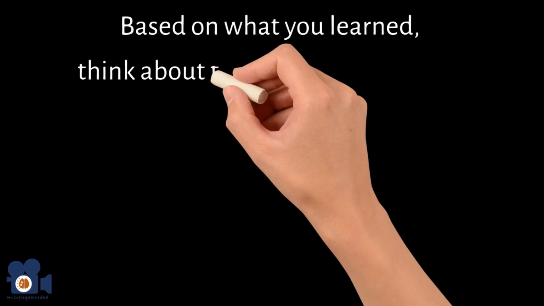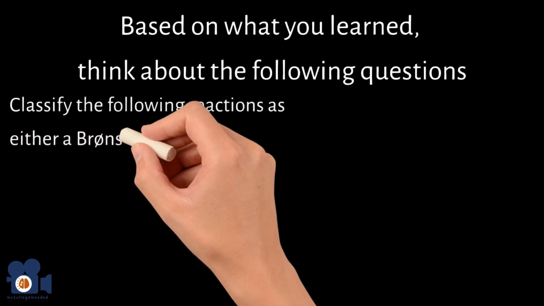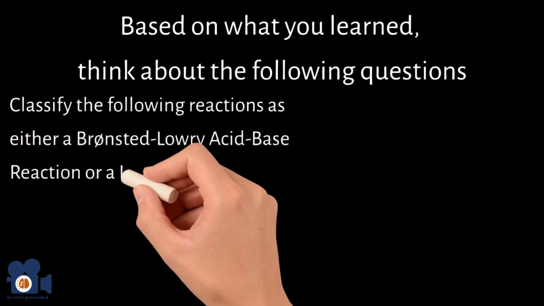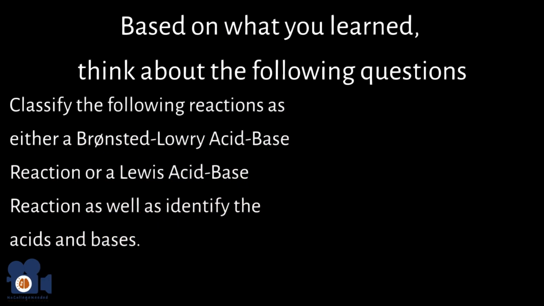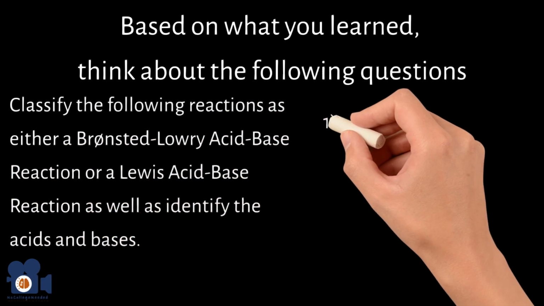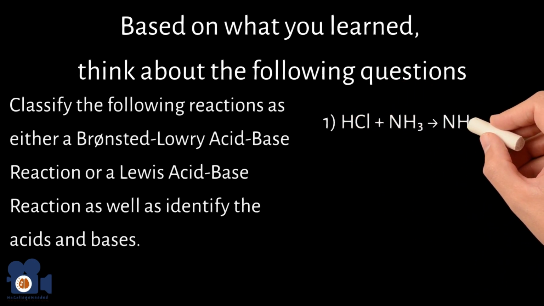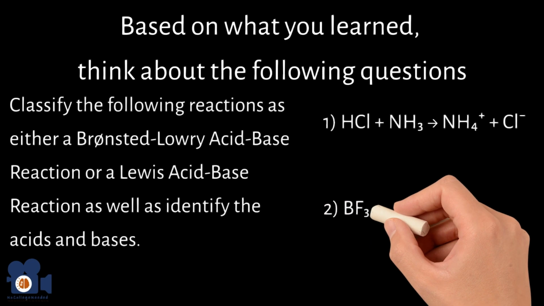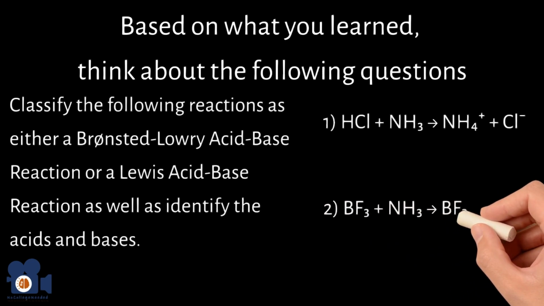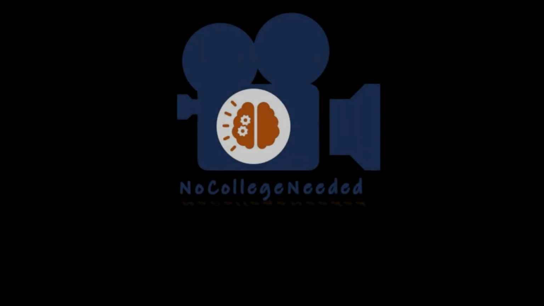Based on what you learned, think about the following question. Classify the following reactions as either a Brønsted-Lowry acid-base reaction or a Lewis acid-base reaction, as well as identify the acids and the bases. Number 1, HCl plus NH3 going to NH4+ plus Cl-. Number 2, BF3 plus NH3 going to BF3NH3.